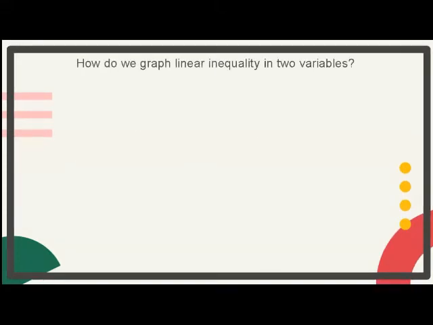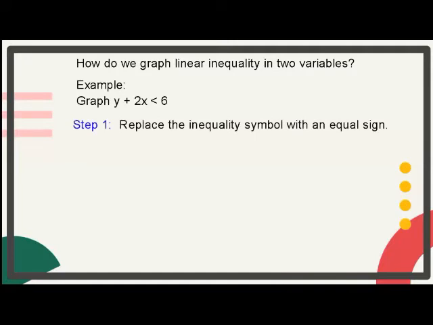Now, how do we graph linear inequality in two variables? Let us have example. Graph y plus 2x less than 6. To graph this linear inequality in two variables, the following steps could be followed. First step, replace the inequality symbol with an equal sign. So we have y plus 2x equals 6.